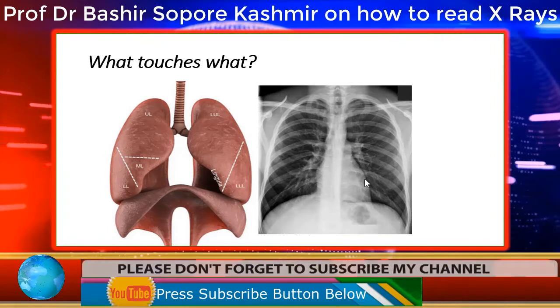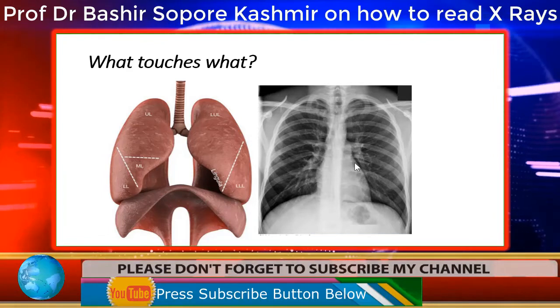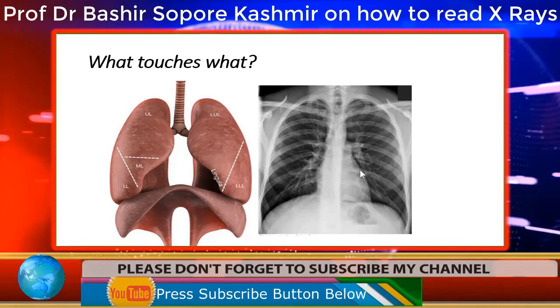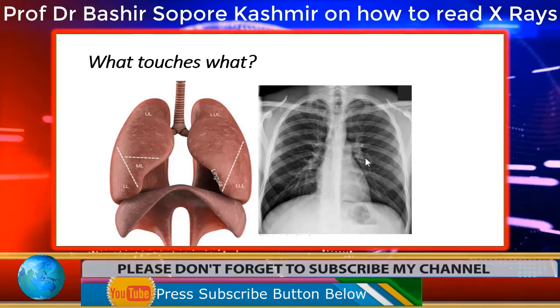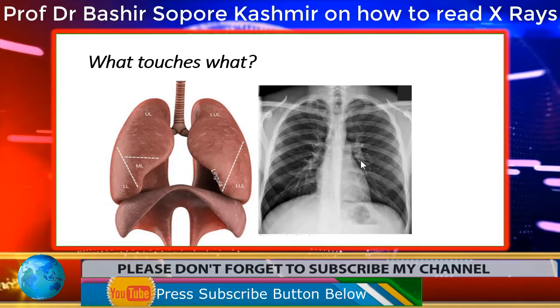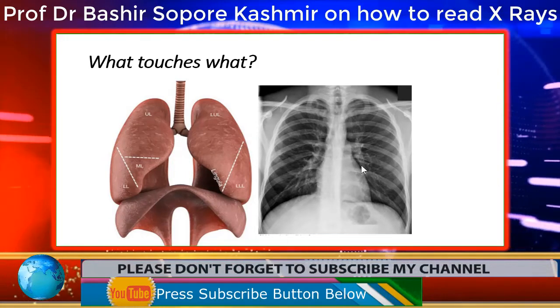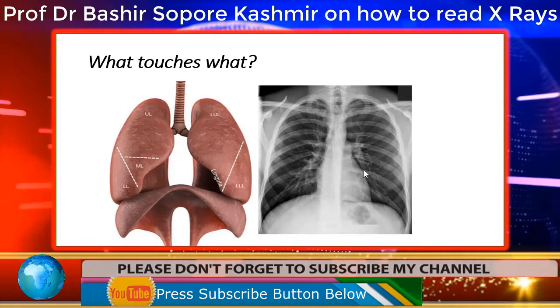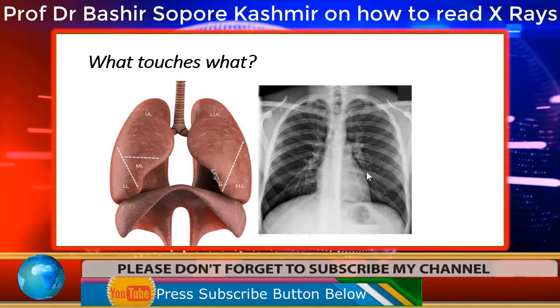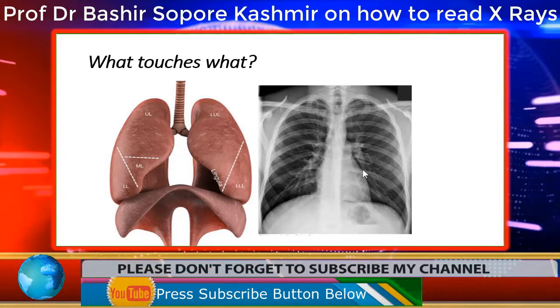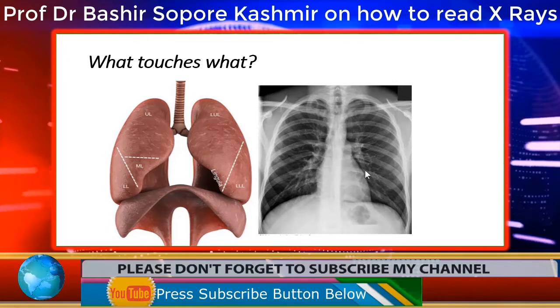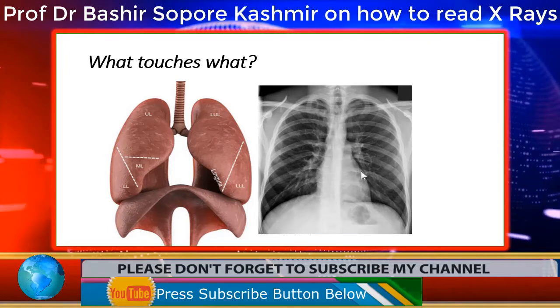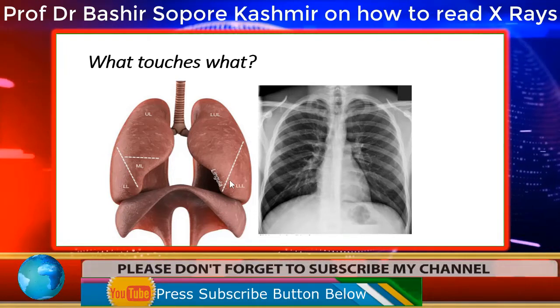This is the heart, the left ventricle, and the lingula. This is the lower part of the left upper lobe, which is tongue shaped, and this is called the lingula, and this lingula touches the left border of the heart, as you can see it here.